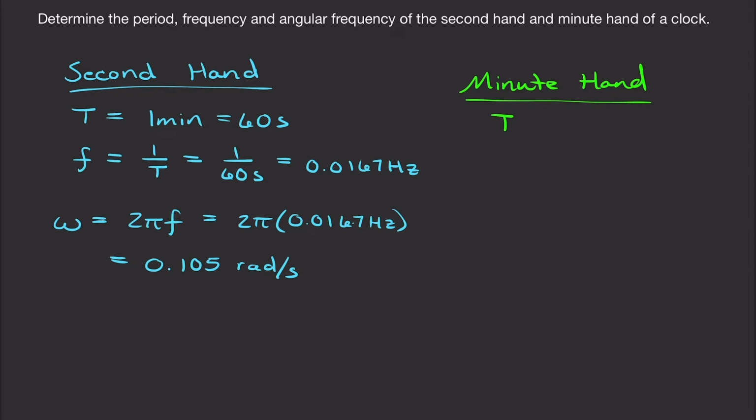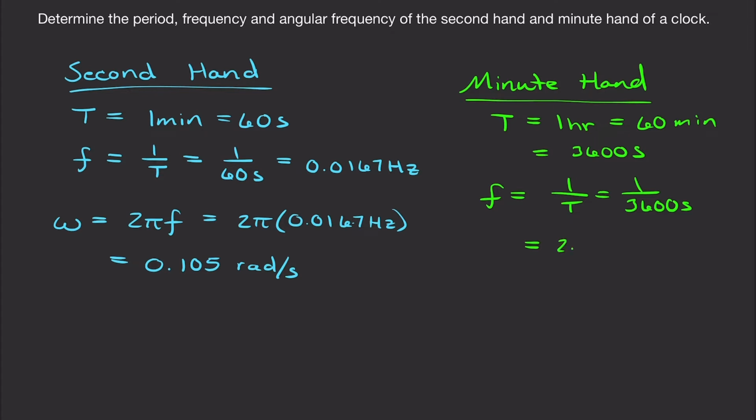So now if we move on to the minute hand, the minute hand has a period of 1 hour. So it ticks every minute. And so it takes 60 minutes or 1 hour to go around the clock. So that's the same thing as 3,600 seconds. The frequency is going to be 1 over the period, or 1 over 3,600 seconds.